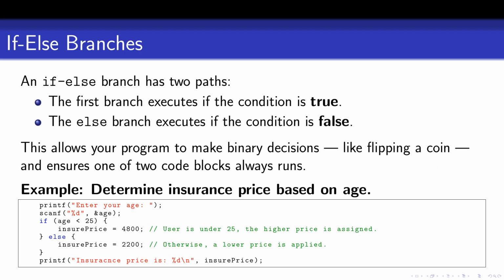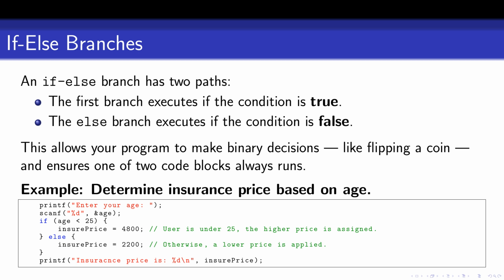Now let's build on that with if-else statements. These provide two possible paths, one for when the condition is true and another for when it's false. This makes your logic more complete because it guarantees that one of the two blocks will always execute. For example, consider a program that sets an insurance rate based on age. If the person is under 25, they're assigned a higher price. Otherwise, they get a lower price.